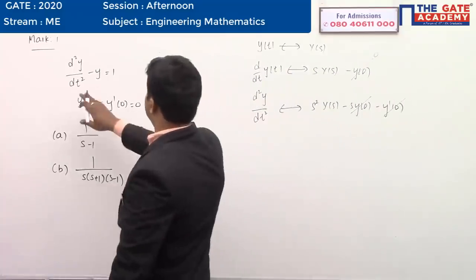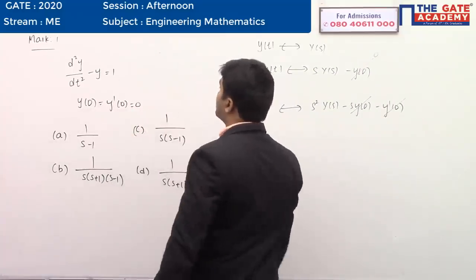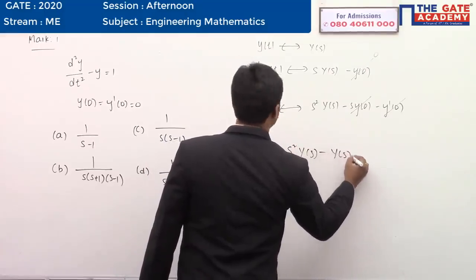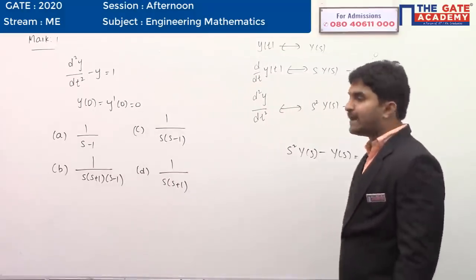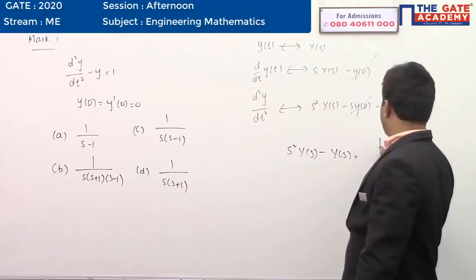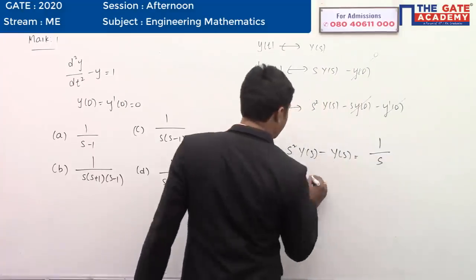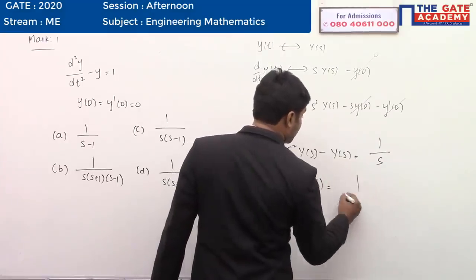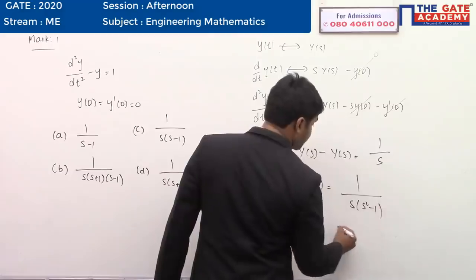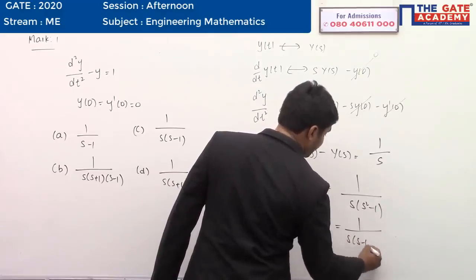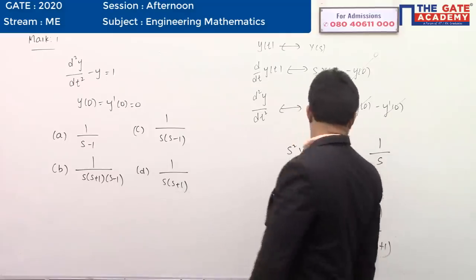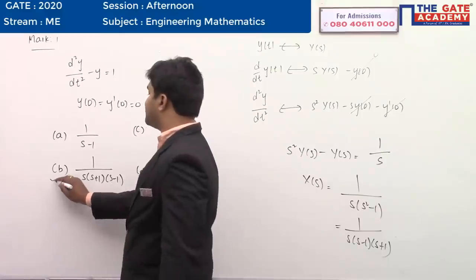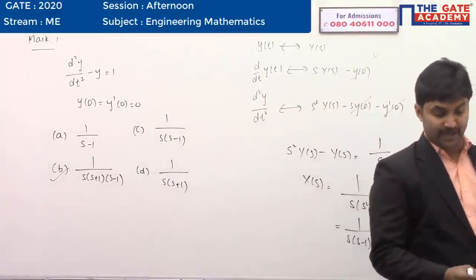So, let us apply the Laplace transform on both sides. If you do that, what will happen? s² into Y(s) minus Y(s) is equal to the Laplace transform of 1, which is nothing but 1/s. Now take Y(s) common: (s² minus 1) will be there, and that goes to the other side. It's going to become s into (s² minus 1). So it is 1/(s(s minus 1)(s plus 1)). So you are going to get the answer as option B. Option B is the correct answer. It's a very simple and straightforward question that has been asked.